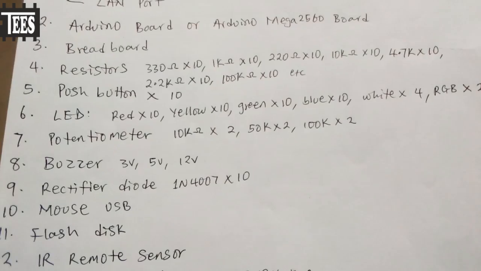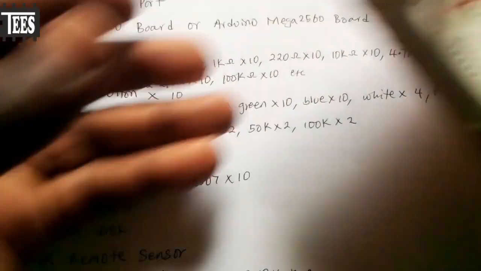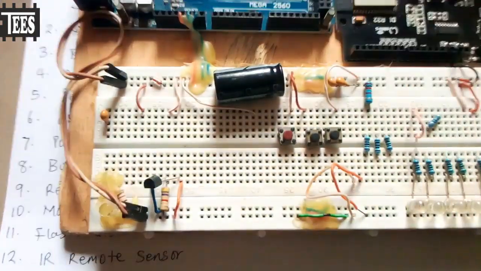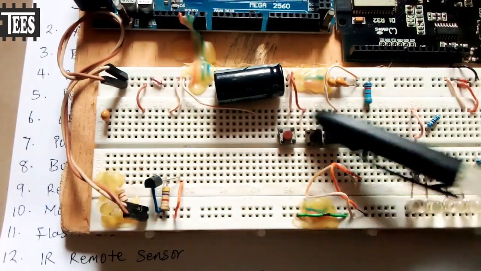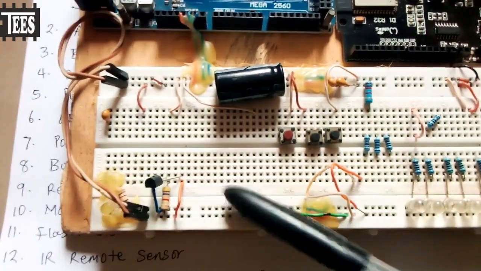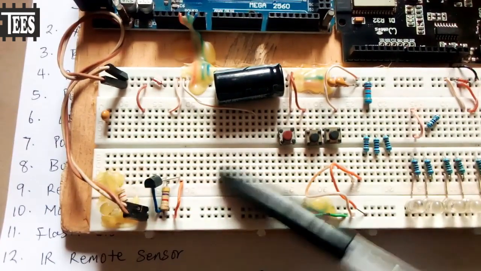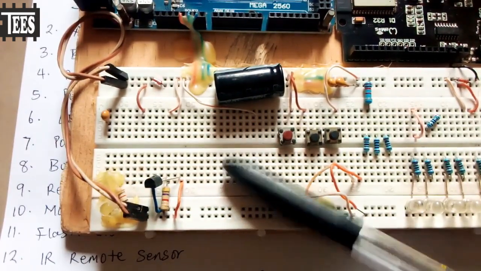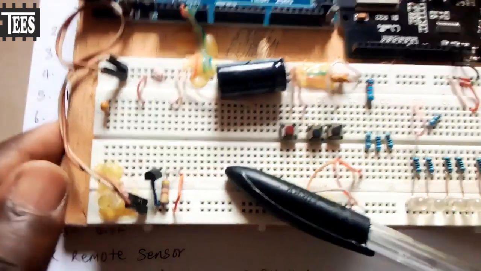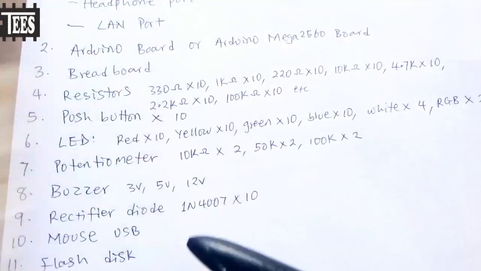So the next item, number three, breadboard. As you can see, this white device you are seeing here. This is our breadboard. You understand? So this is our breadboard where we put on our components.